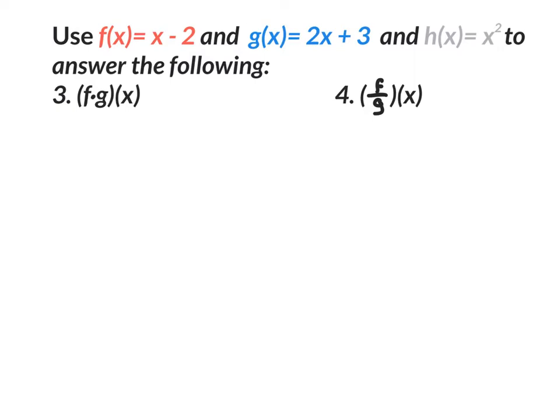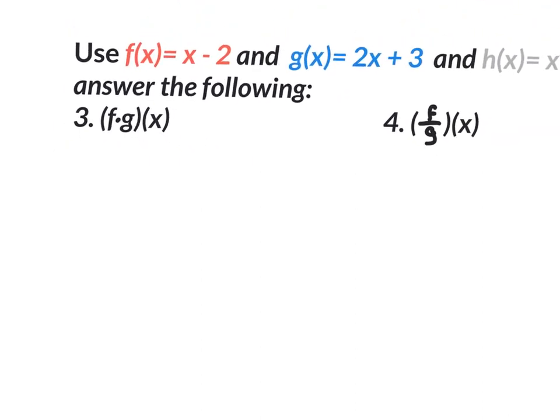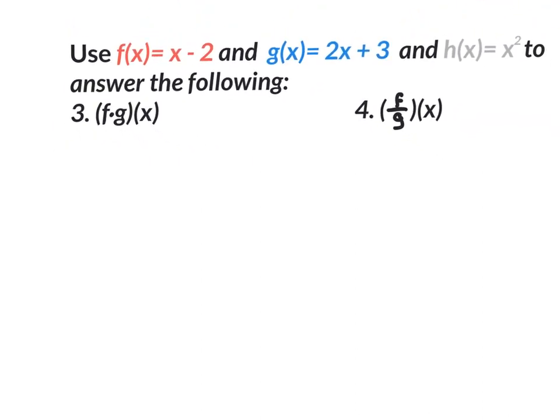Okay, so we're using the same three functions throughout this practice quiz that we're doing right here, this study session for the quiz. We're using the same three functions, f of x in red, g of x in blue, h of x in gray. So right here, they want us to multiply the f of x function, which is in red, by the g of x function, which is in blue.